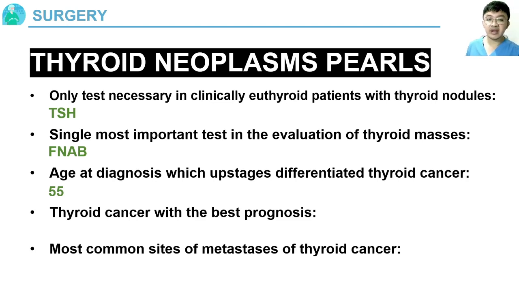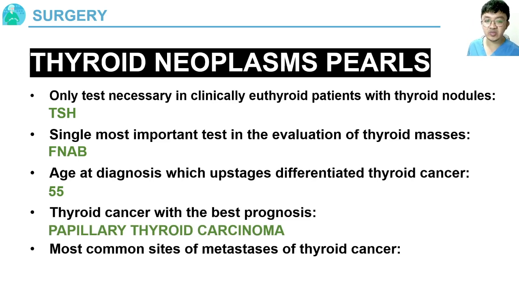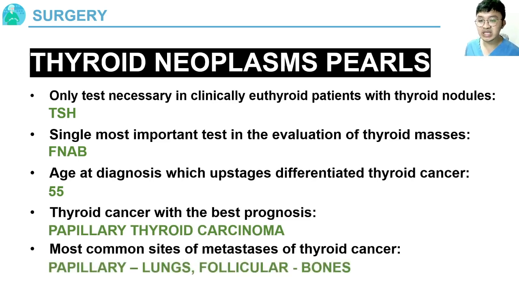Next, thyroid cancer with the best prognosis. This is your papillary thyroid carcinoma. And the most common sites of metastasis of thyroid cancer: for papillary, this is your lungs. For follicular, this is bones. Again, if you have papillary thyroid carcinoma, it most commonly metastasizes to your lungs. For follicular thyroid carcinoma, it commonly metastasizes to your bones.